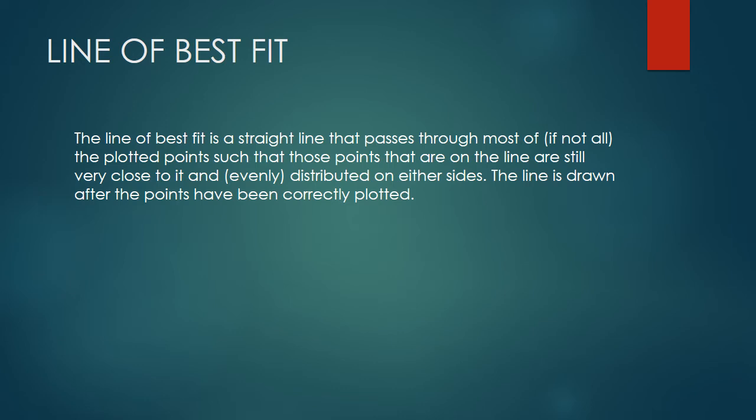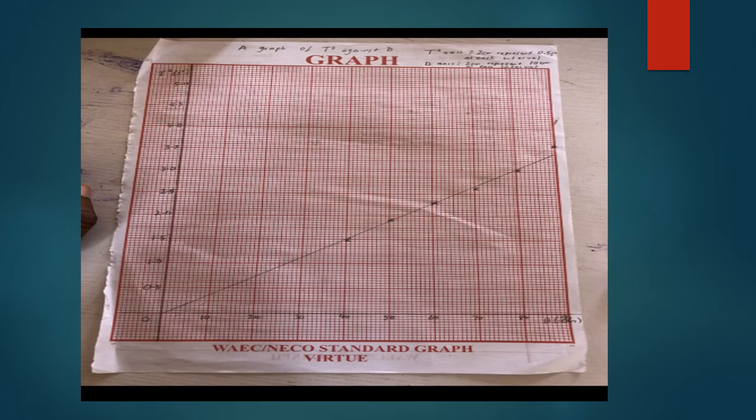The line of best fit is just a straight line that passes through most of the plotted points. It is not compulsory that it will pass through all the points, but it should pass through most of those points, so that the points that are not on the line are still very close to it and are evenly distributed on either side. And the line is drawn after the points have been correctly plotted. Draw your line after you are very sure that your points are correctly plotted. So look at the line of best fit that I drew. You can see that although it was not able to pick every point, there are some reasons for that. It might be because of an experimental error, or just for different reasons.